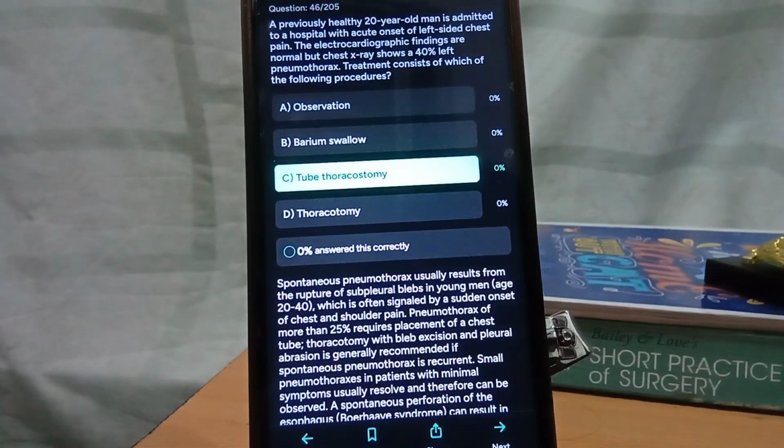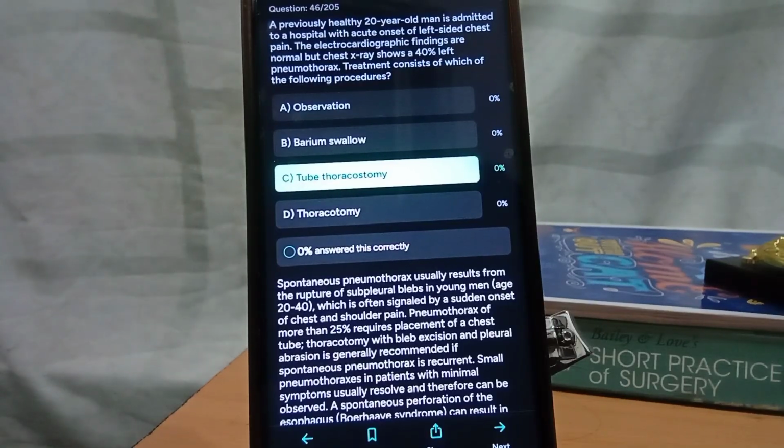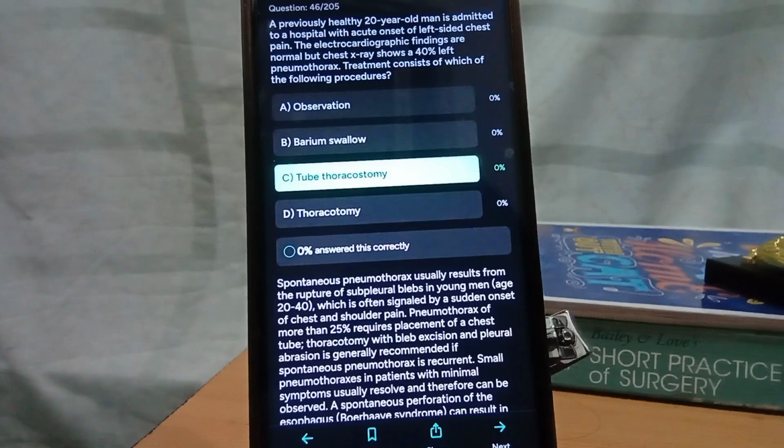A previously healthy 20-year-old man is admitted to a hospital with acute onset of left-sided chest pain. The electrocardiographic findings are normal, but chest X-ray shows 40% left pneumothorax. Treatment of choice is which of the following procedures? Spontaneous pneumothorax usually results from the rupture of a subpleural bleb in young men, age 20 to 40, which is often signaled by a sudden onset of chest and shoulder pain.